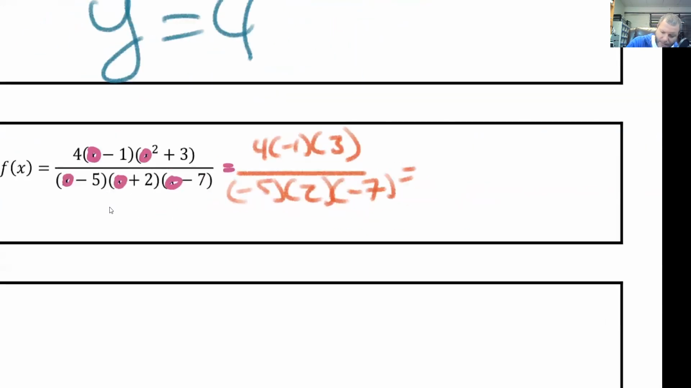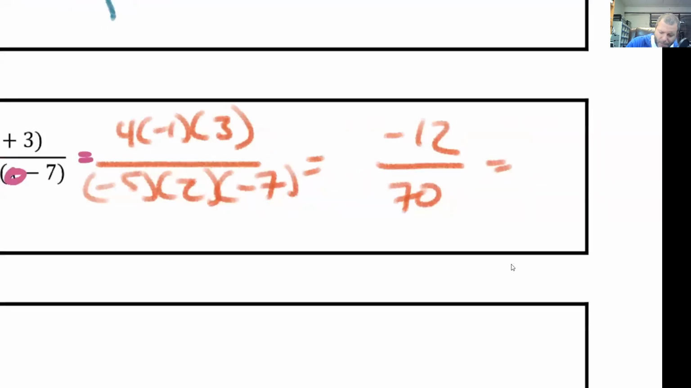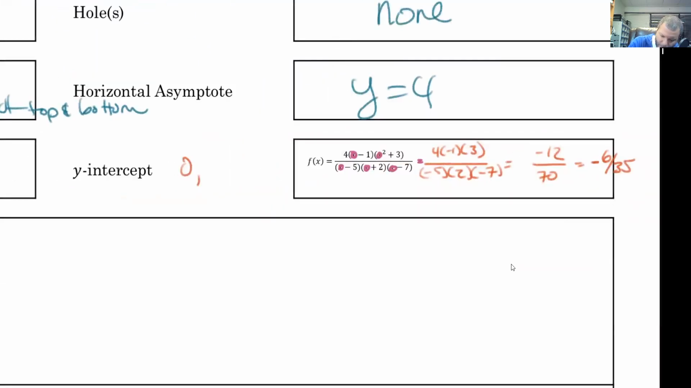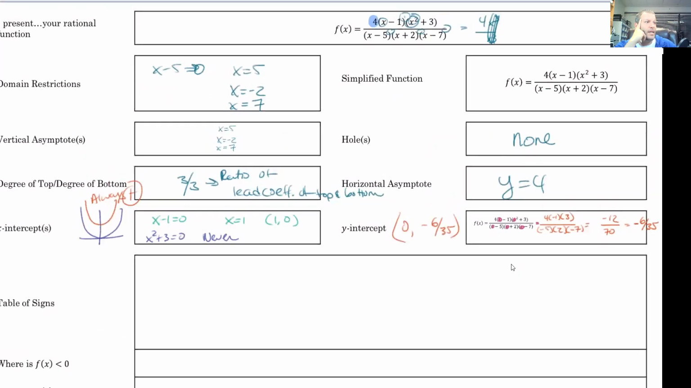So that numerator is going to give us negative 12. That denominator is going to give us positive 70. So what 2 goes in? So 6 over 35. So negative 6 over 35 would be our y-intercept, 0, and then that value. That also gives us a value in our table of signs in a bit.